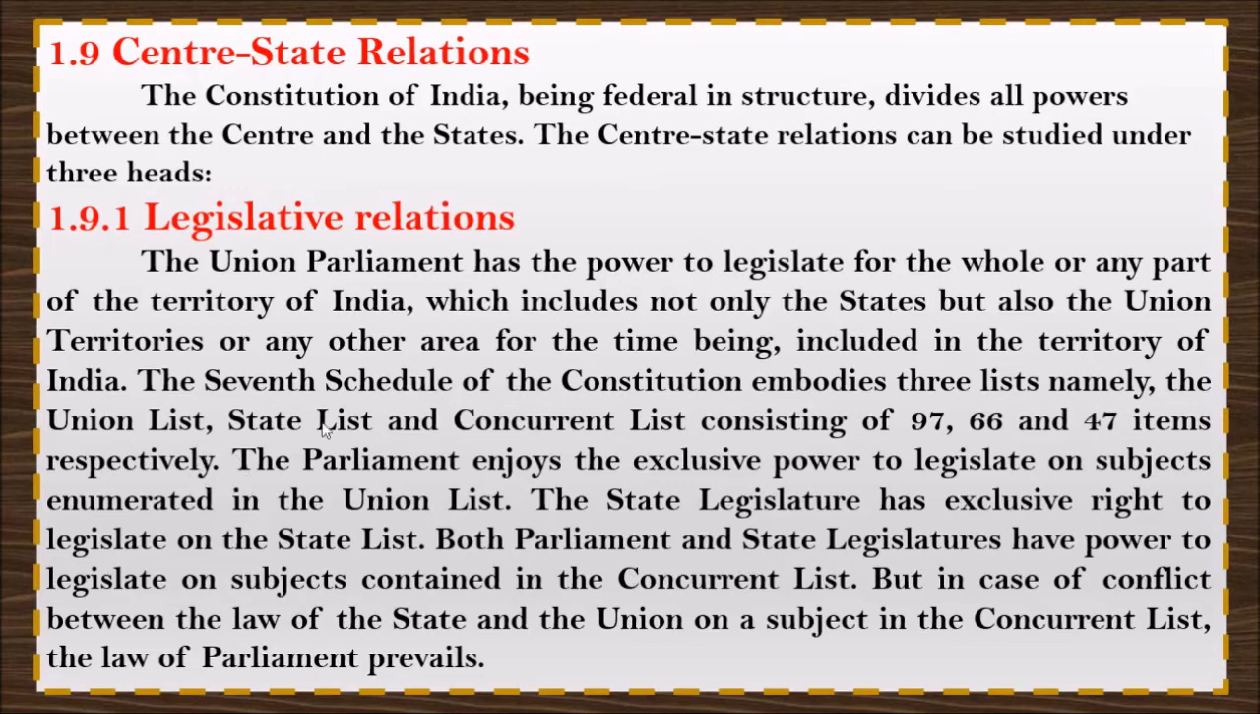Now listen, there are three lists: union list, state list and concurrent list. Parliament legislates on the union list only. The state legislatures work on the state list only, but both Parliament and the state legislatures legislate on the contents of the concurrent list. But in case of conflict between the law of a state and the Union on a subject in the concurrent list, the law of Parliament prevails. Prevails means wins. So if there is any disagreement between the state and the Union on the concurrent list, the law of Parliament wins, not the state legislatures. Okay.